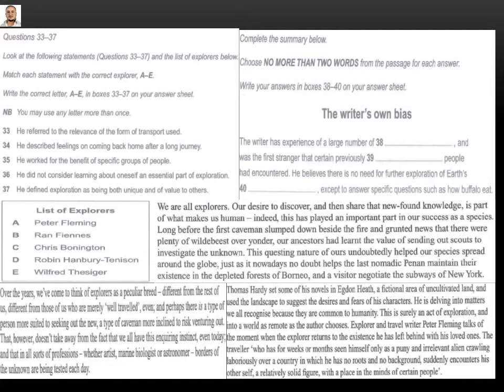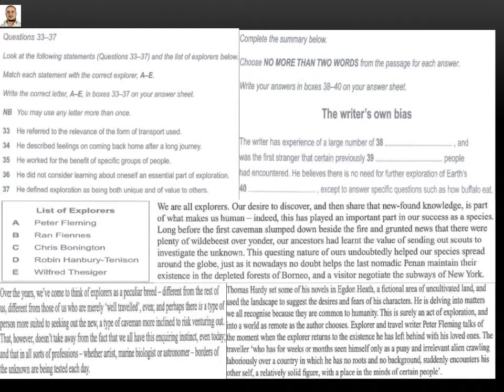List of explorers: Peter Fleming, Ran Fiennes, Chris Bonington, Robin Hanbury-Tennyson, and Wilfred Thesiger. We also have 38 to 40. It says write no more than 2 words. That means 1 or 2 words. The writer's own bias was in the last paragraph, so I don't have to check it now, because when we did questions 27 to 32, the last paragraph has the word bias. The writer has experience of a large number of blah blah blah. We will check it once we reach the last paragraph.